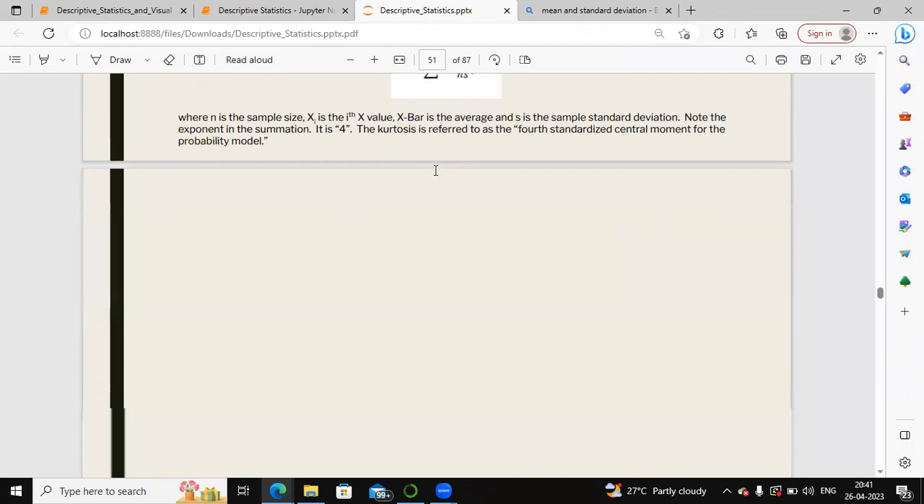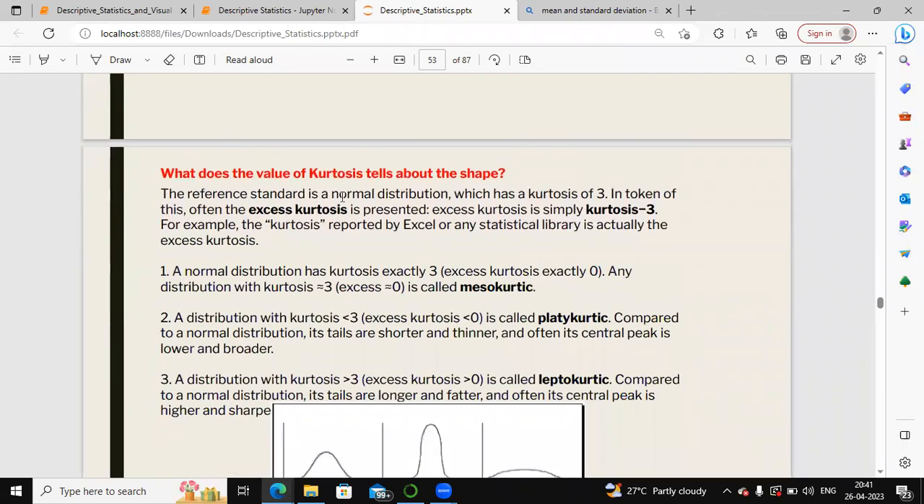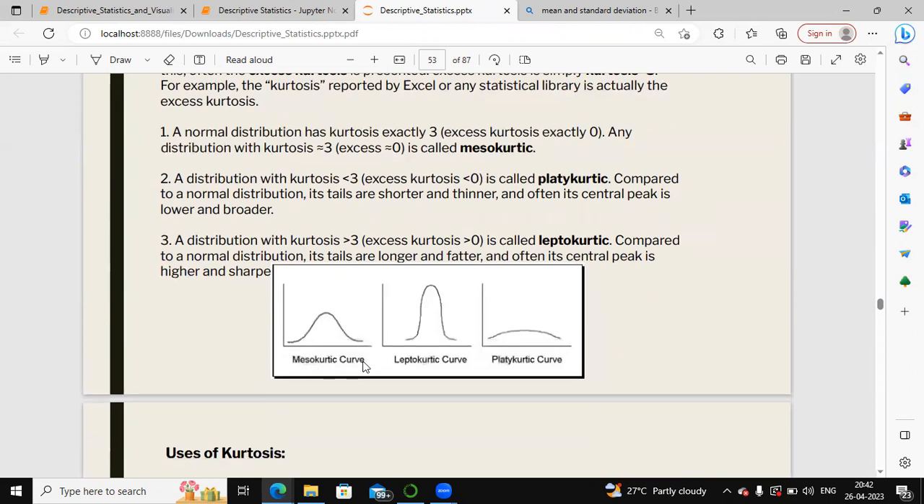Okay, let's see. The reference standard is the normal distribution, which has a kurtosis of 3. Often excess kurtosis is presented, where excess kurtosis is equal to kurtosis minus 3. So we consider excess kurtosis, where the normal distribution has excess kurtosis exactly 0. Any distribution with excess kurtosis 0 is called mesokurtic. So this is our mesokurtic curve.